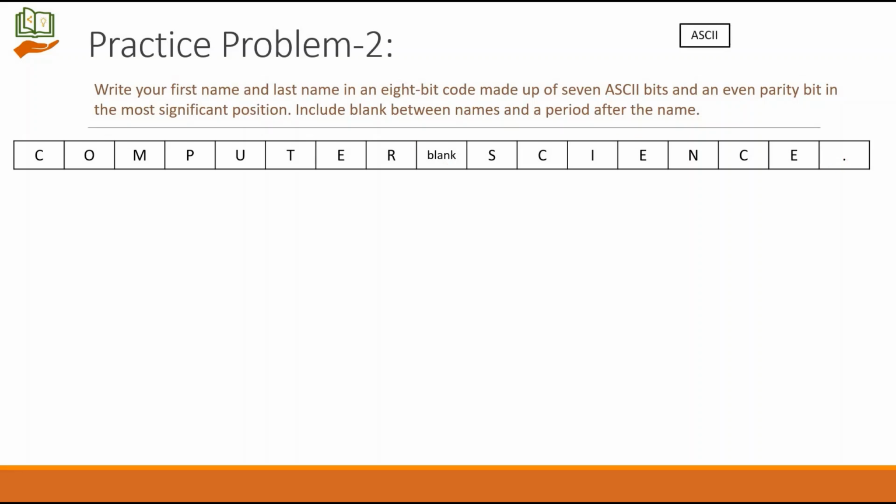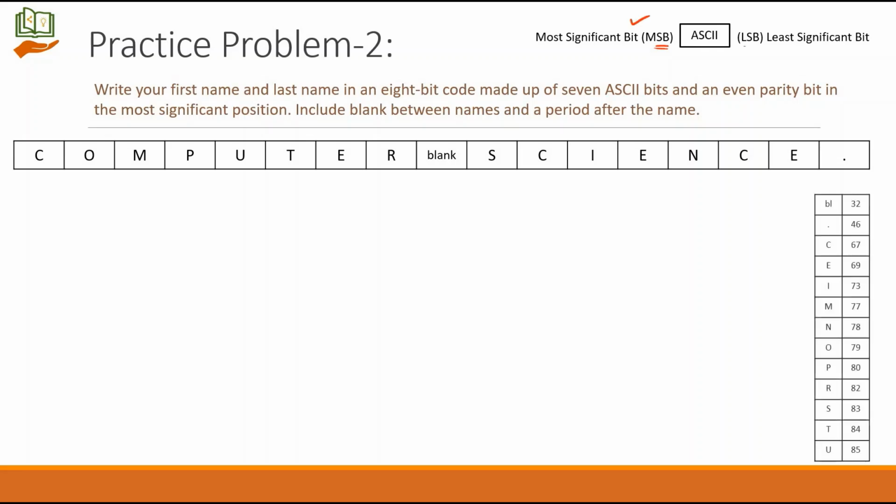Now let's take the ASCII bits. They are asking to add an even parity bit in the most significant position. So what is the most significant position? It is at the start. The least significant position is after the ASCII code. So we have to add it in front. So let's take the ASCII codes. I have taken the decimal number alone.